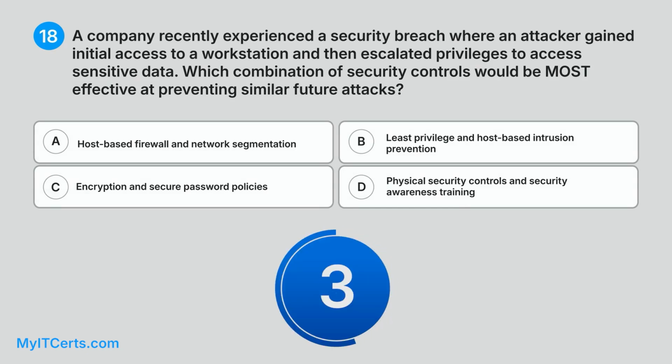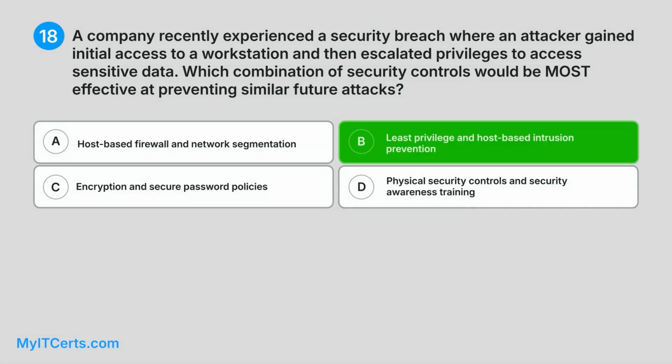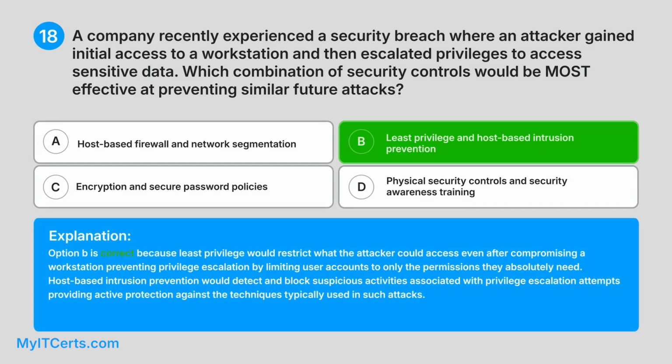Can you guess the answer? Correct answer, B. Least privilege and host-based intrusion prevention. Explanation. Option B is correct because least privilege would restrict what the attacker could access, even after compromising a workstation, preventing privilege escalation by limiting user accounts to only the permissions they absolutely need. Host-based intrusion prevention would detect and block suspicious activities associated with privilege escalation attempts, providing active protection against the techniques typically used in such attacks.